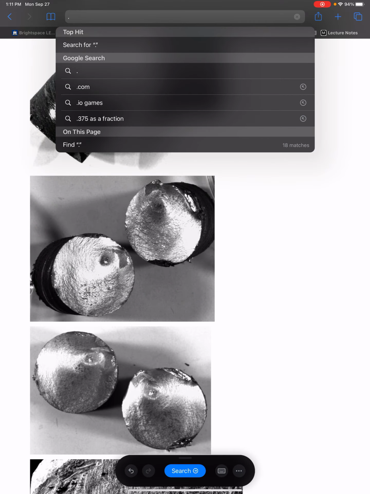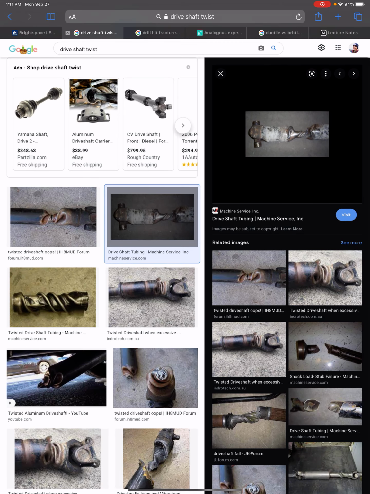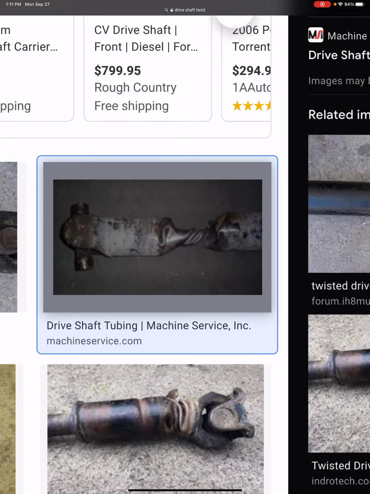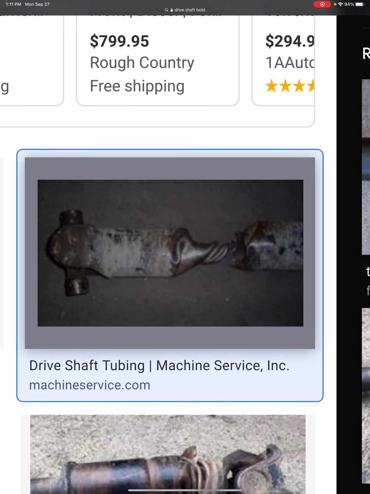I did want to show you a few of these. Oops. What is going on here? Stop. So this is, why is this important? Well, really, this is, that's a terrible picture.